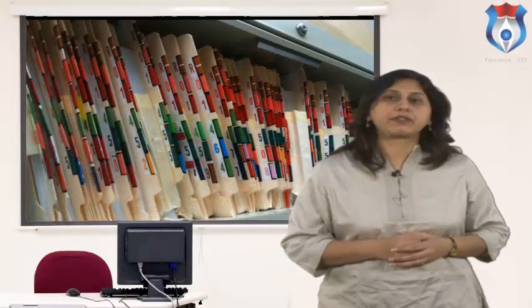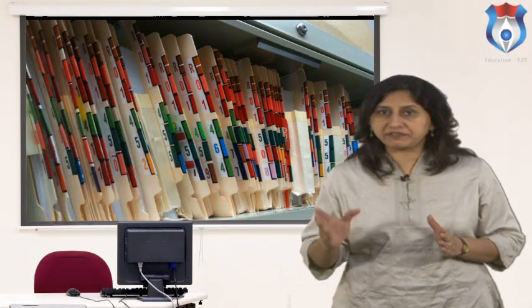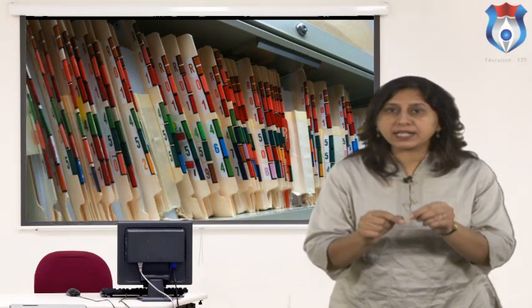Retention of electronic records, Section 7. Where any law provides that documents, records, or information shall be retained for any specific period, then that requirement shall be deemed to have been satisfied if such documents, records, or information are retained in the electronic form, if the information contained therein remains accessible so as to be usable for subsequent reference.